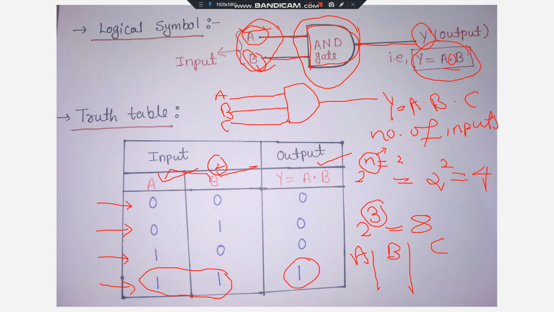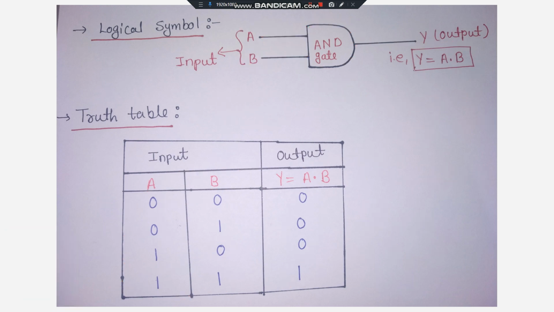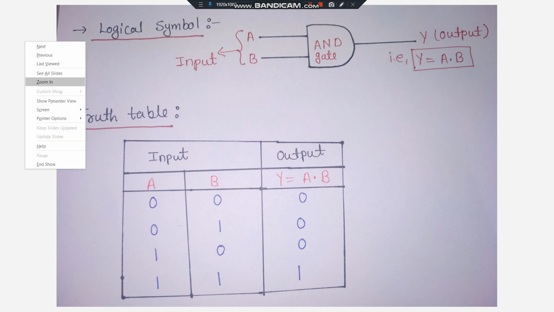But if any one of the inputs is 0, or both the inputs are 0, see here B is 0. In this case, A is 0, and in this case both are 0. If any one of the inputs is 0, that is low, or both the inputs are low, the output of AND gate becomes low, that is logical 0. So once again, from this truth table, easily you can remember the statement of the AND gate.